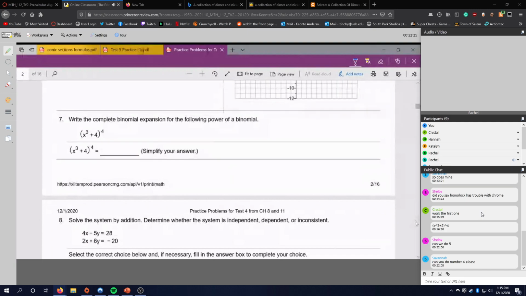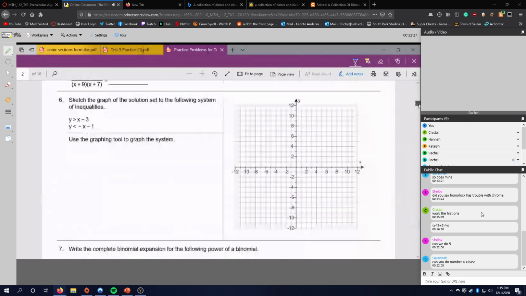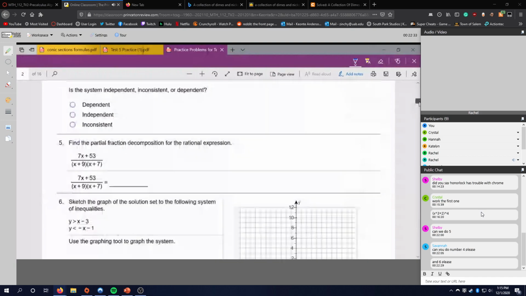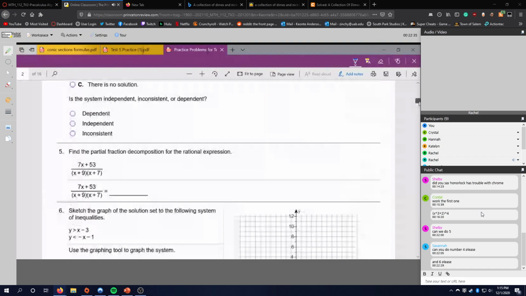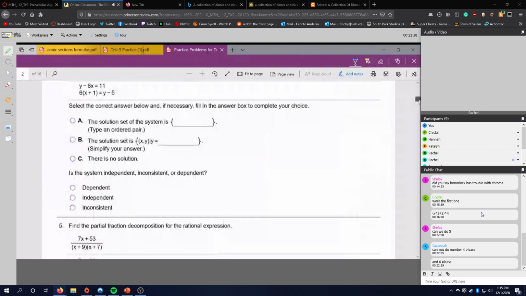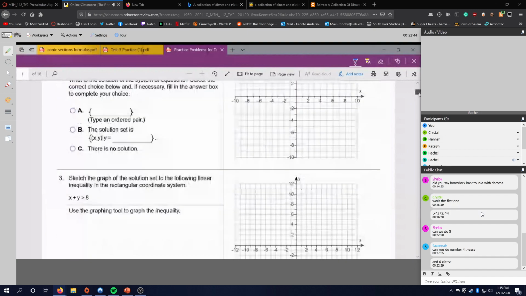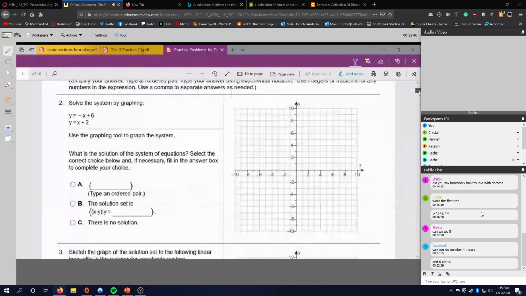So looking back at the problems, number 6 is the inequalities, graphing 2 lines and shading. 5 is the partial fraction. 4 is the system by substitution. 3 is graphing just a single inequality. And then 2 is solving by graphing. So you guys type in the chat bar if you see one that you want me to do. Okay, so far I see 4, 5, and 6 that y'all want me to do.